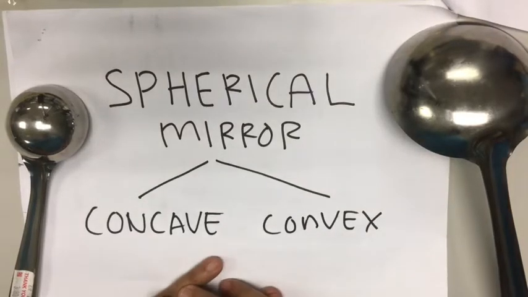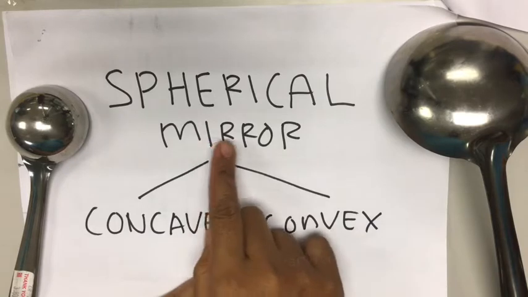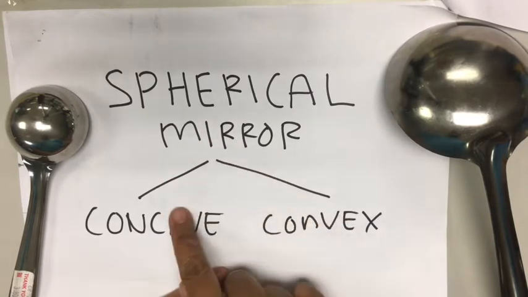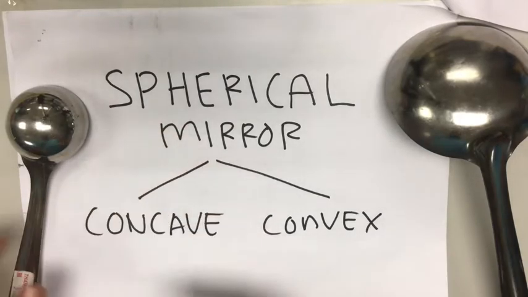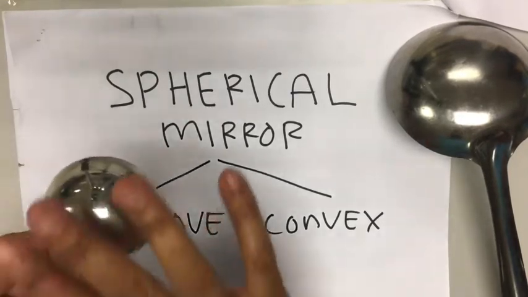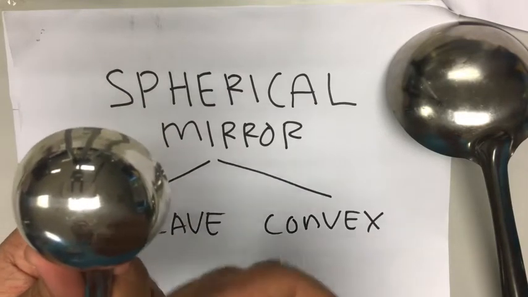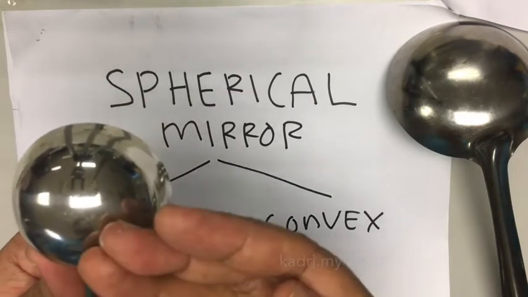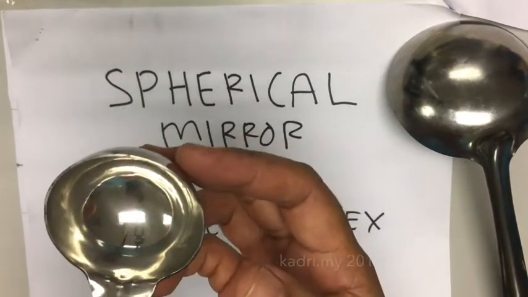Okay, now we will learn about a spherical mirror. We have two kinds of spherical mirror: one is concave and one is convex. And what does a spherical mirror look like? So this is, for example, a mirror, because it is reflecting, and we can see our image in this surface and also in the inner part of the mirror.